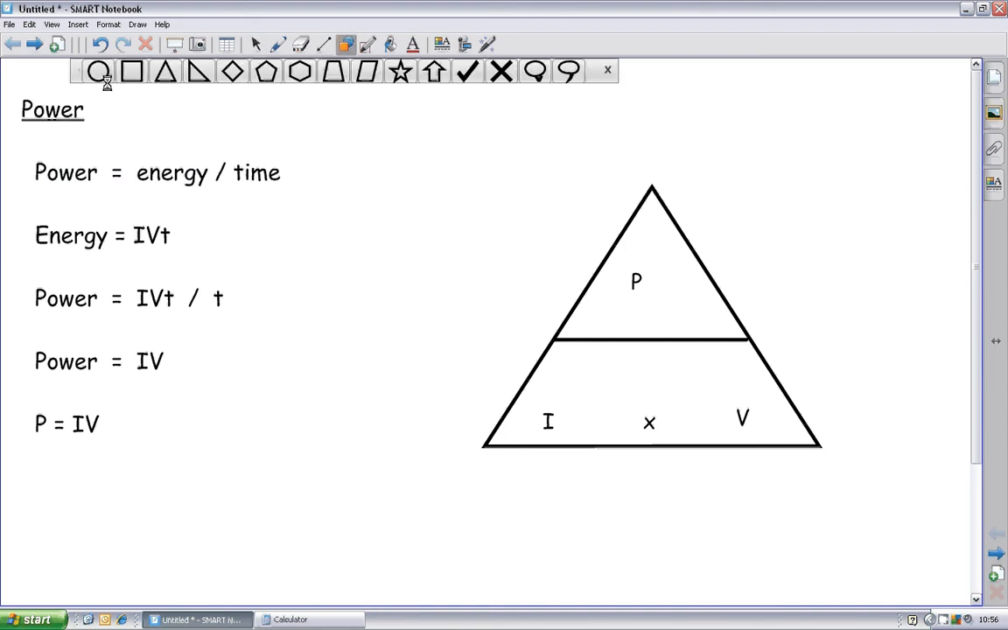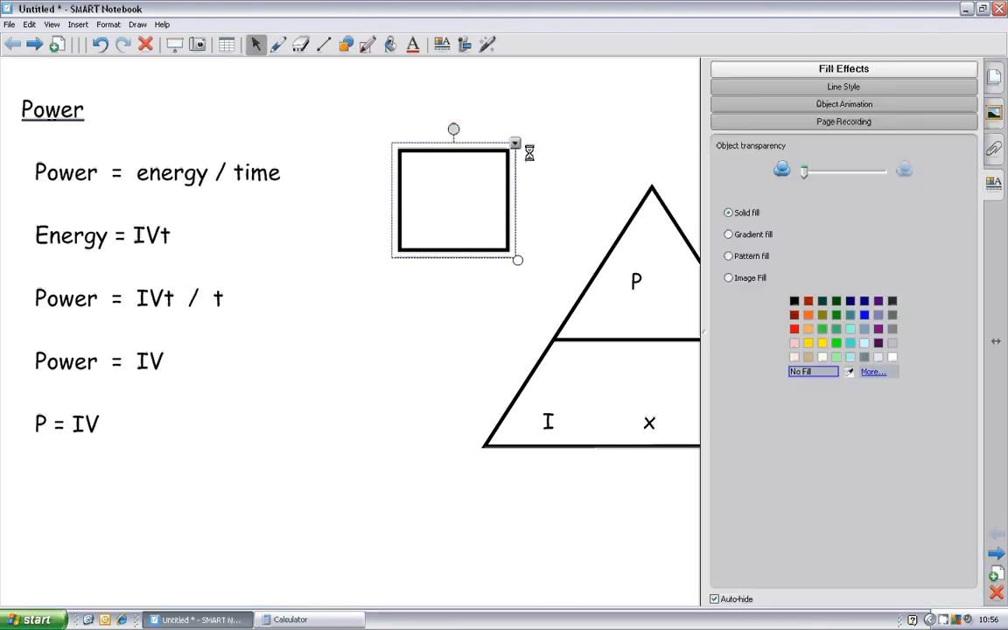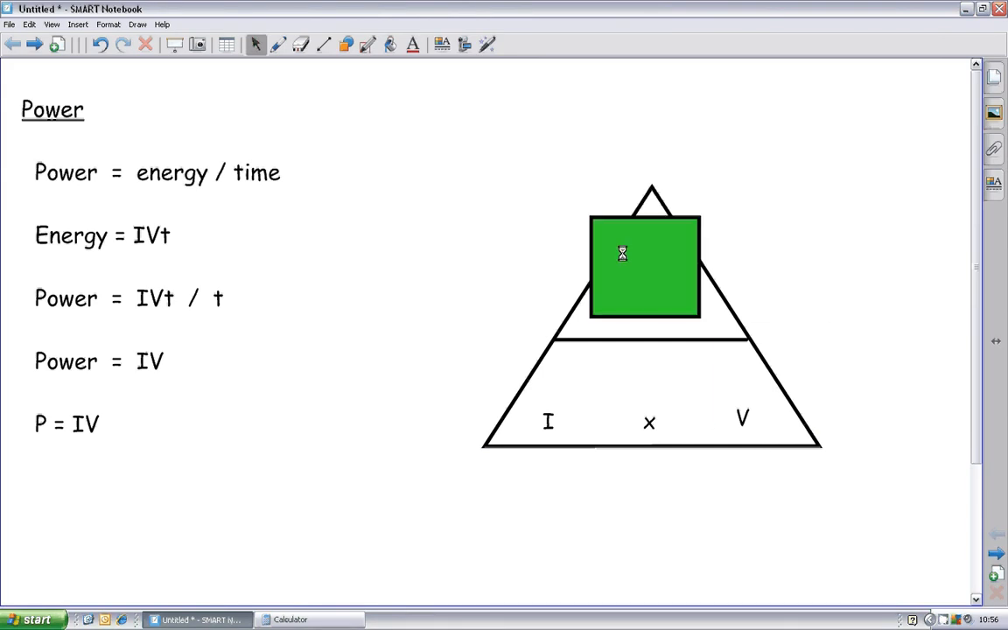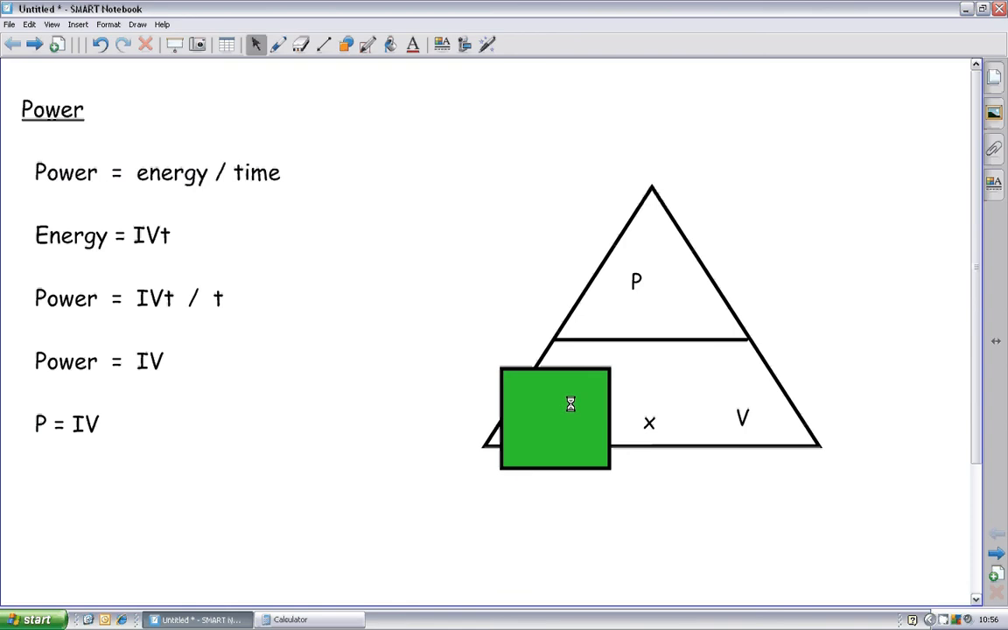So if I want to find any particular one, I just make myself a little cover up to go around that. So let's take a nice green this time. If I want power, I cover it up. That leaves me with I multiplied by V. If I want the voltage, I'm left with P over I. And if I want the current, I'm left with P over V.